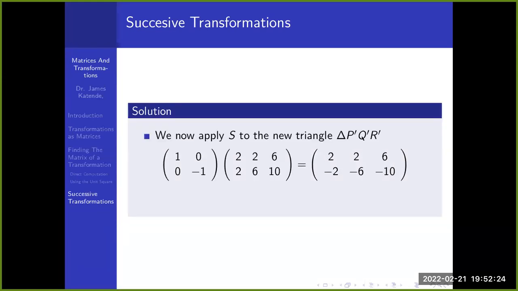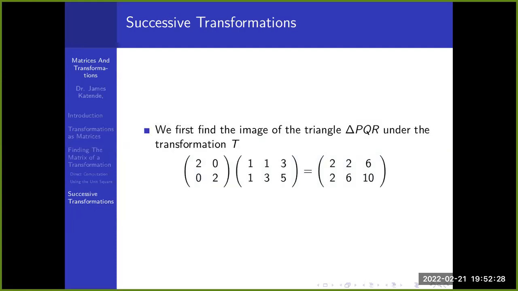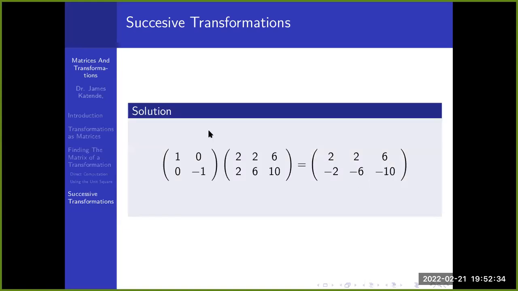Okay, so now we apply S. If you apply S to the image, remember the image was this 2, 2, 2, 6, and 6, 10. So we apply the matrix S to the image, we pre-multiply, and this is what we get as our final image. So this was just the intermediate image where T sent us, then S will send us to the final image.